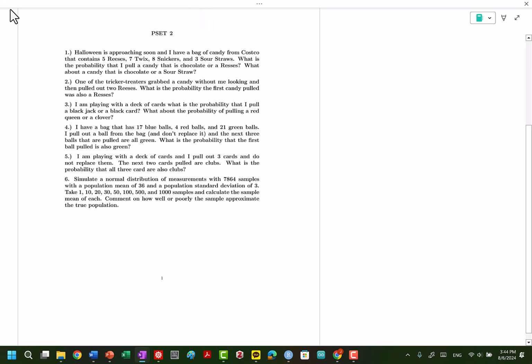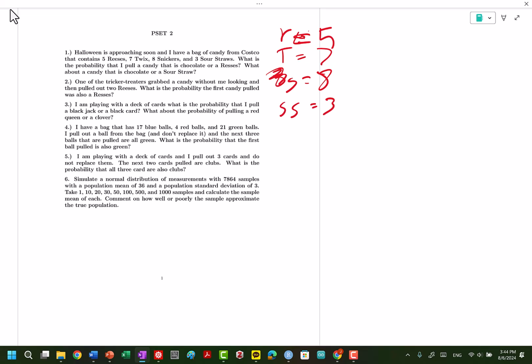So Halloween is approaching soon. I have a bag of candy from Costco that contains, I'm going to say R, R equals 5 for Reese's. T equals 7 for Twix. Snickers equals 8, and sour straws equals 3, and total will equal R plus T plus S plus sour straws.